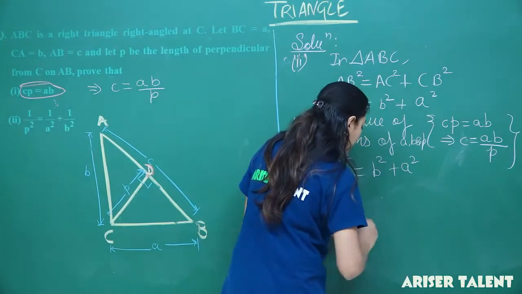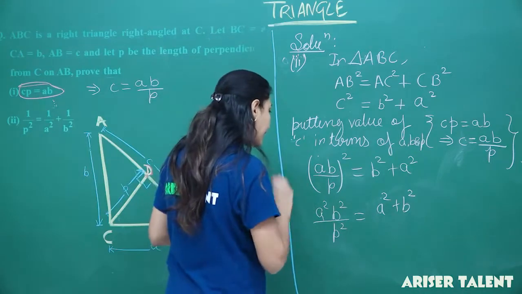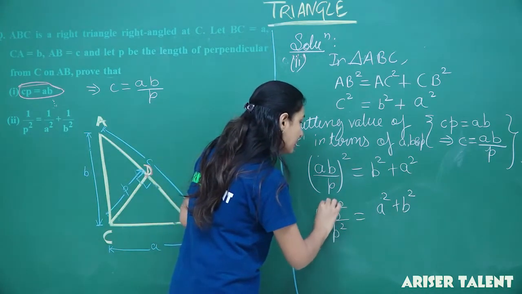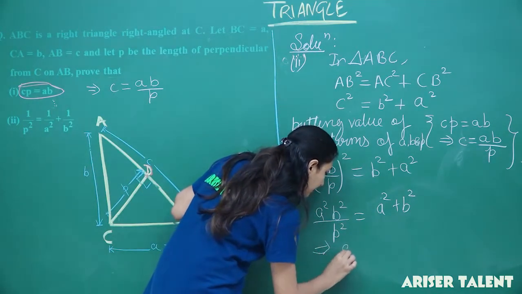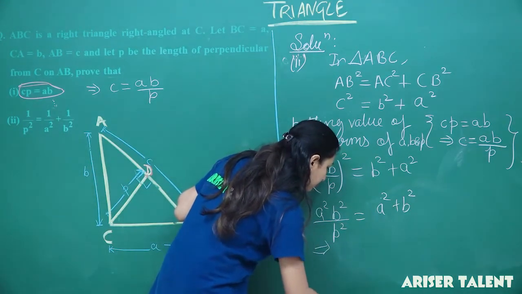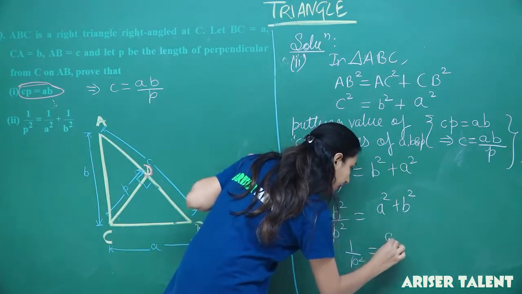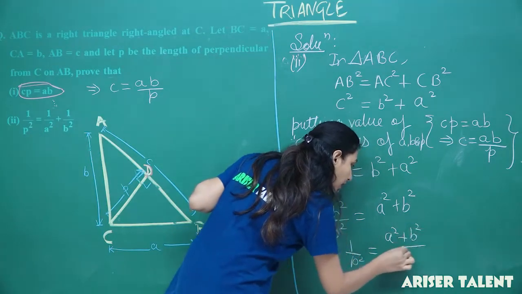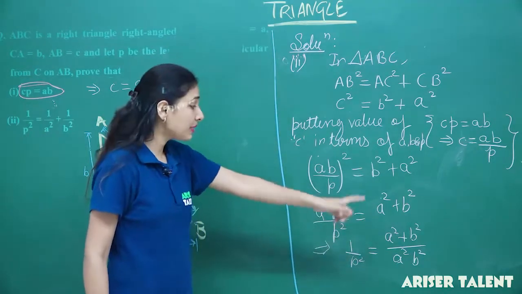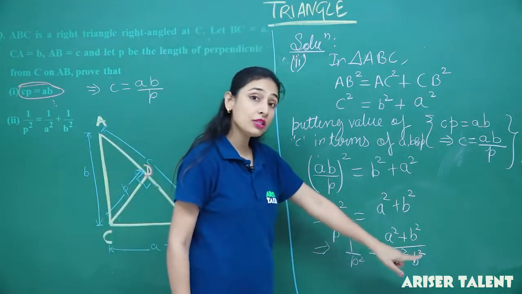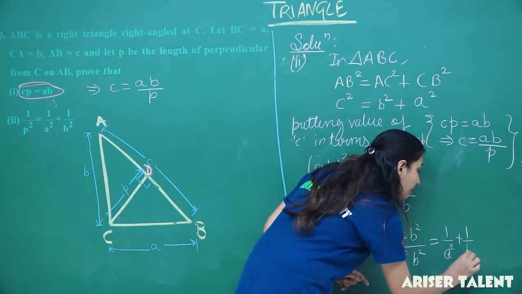I can write it as A square plus B square. Now, students, I can write this A square by B square here. So if I write this here, then I'll be having 1 by P square equals A square plus B square upon A square B square. Now, how can I rewrite this A square plus B square upon A square B square? Equals 1 upon A square plus 1 upon B square.